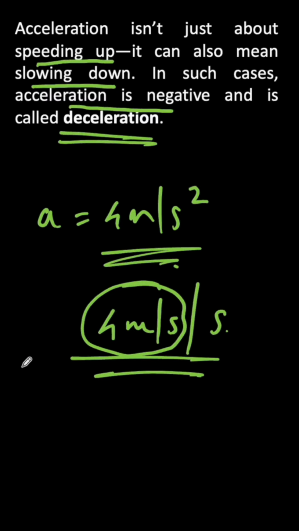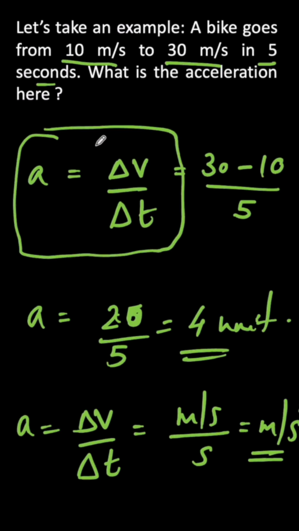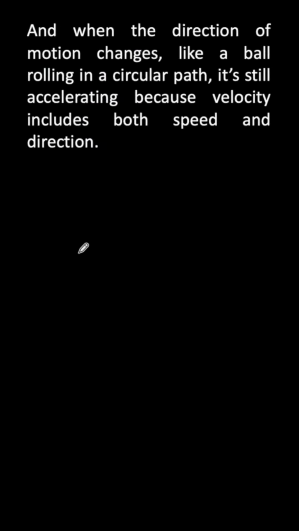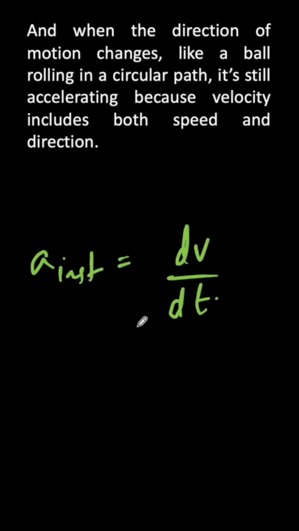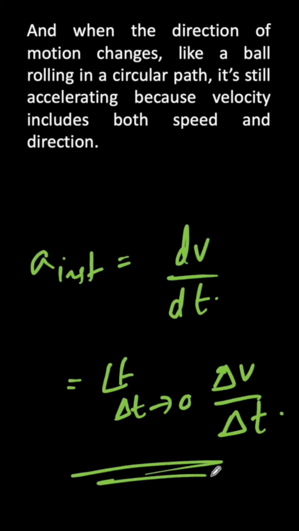One more thing, acceleration could be instantaneous. This is acceleration over a period of time. And what is the instantaneous acceleration? Instantaneous acceleration is dv by dt. At this moment the time is very small. It's like the limit as delta t tends to 0 of delta v by delta t. This is what instantaneous acceleration is. For a very small change in time, what is the change in velocity? That is instantaneous acceleration.